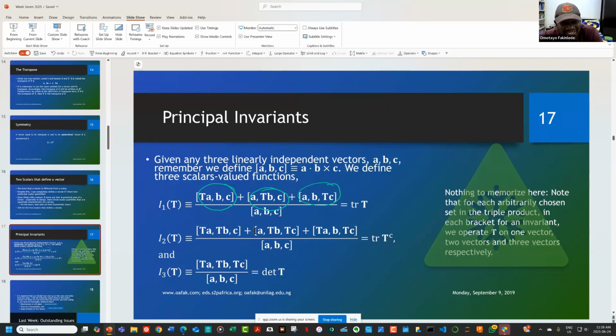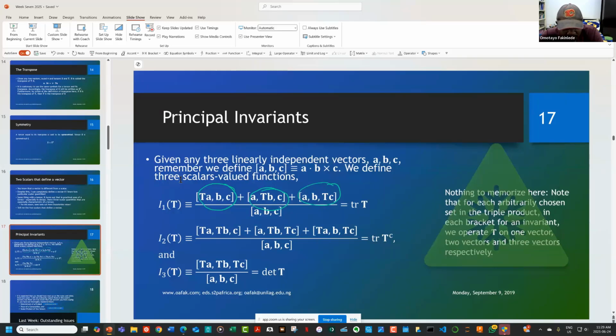You take any three linearly independent vectors. It doesn't matter what they are, as long as they are linearly independent. What you do is take the scalar triple product. We write it in this bracket form. It simply means A dot B cross C or A cross B dot C. You know the two are equal.